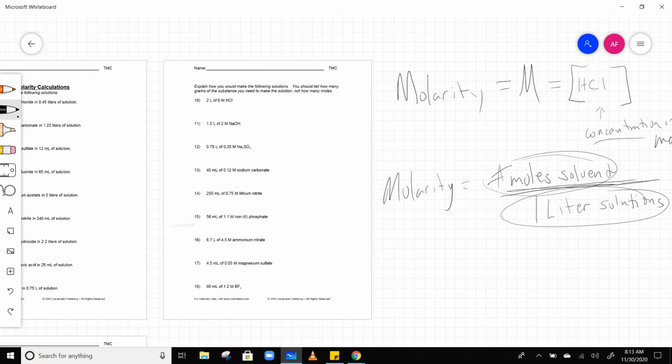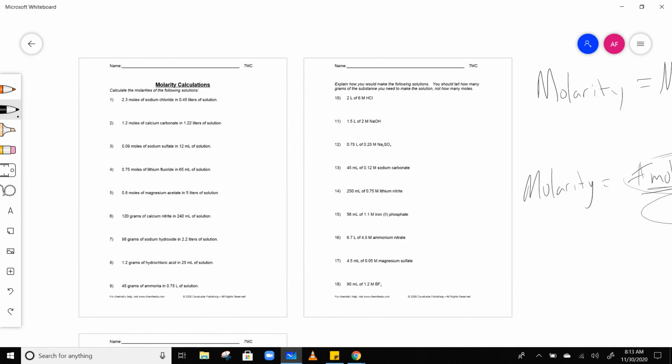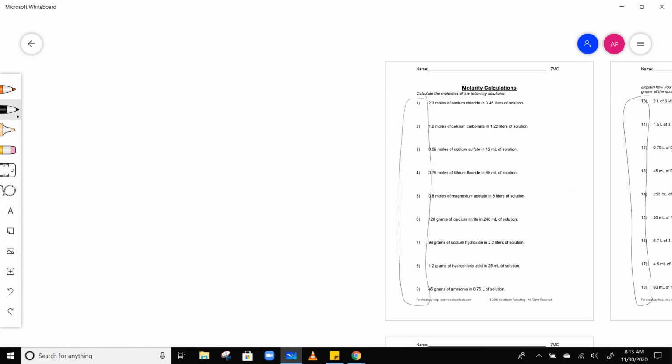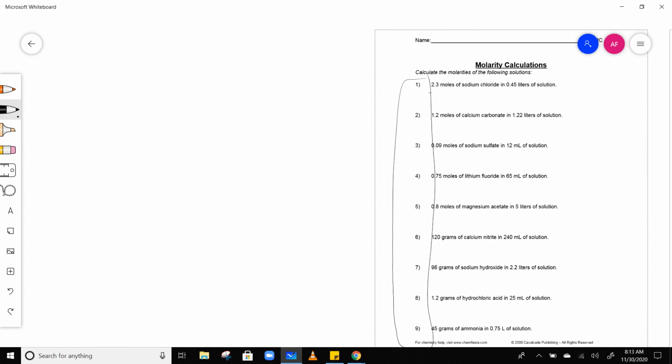So there's 2 ways we're going to look at this today. Problems 1 through 9 are one way of looking at it, and 10 through 18 are another way, and we're just going to figure out these 2 today. In 1 through 9, you're going to be either given the number of moles and liters, or moles and milliliters, or you can be given grams and milliliters and grams and liters. Okay. So you want to find the molarity of a solution, and we're given number of moles and liters.